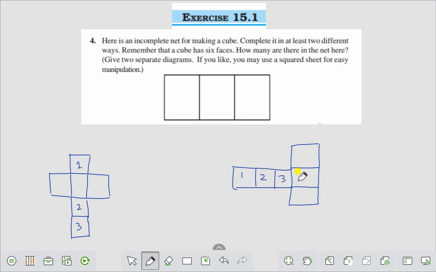Here you see, you fold this one, fold this one, fold this one, this will be the upper face and this will be on the side, right? In these two ways we can make a cube. This is position 1, this is position 2.